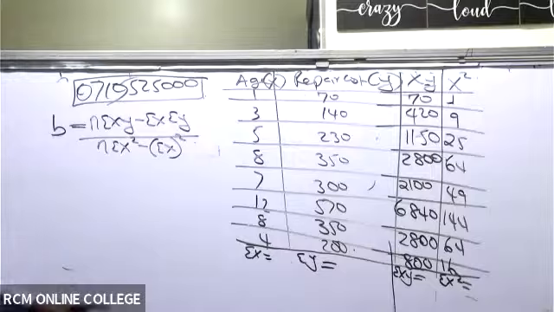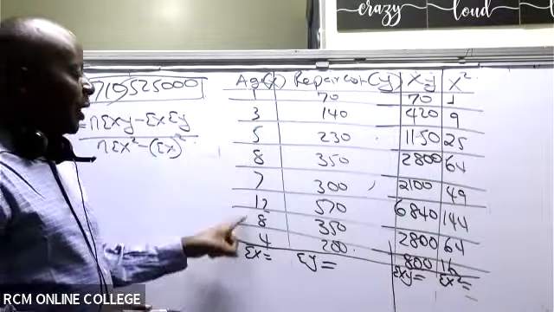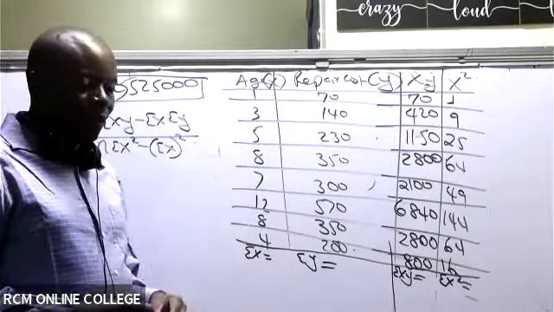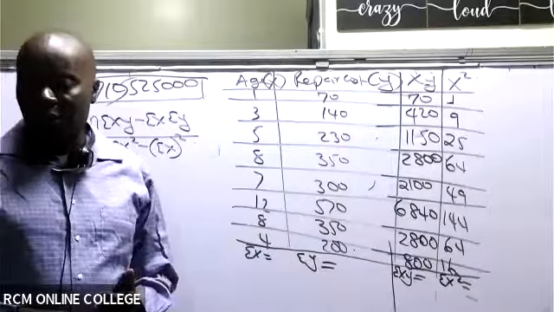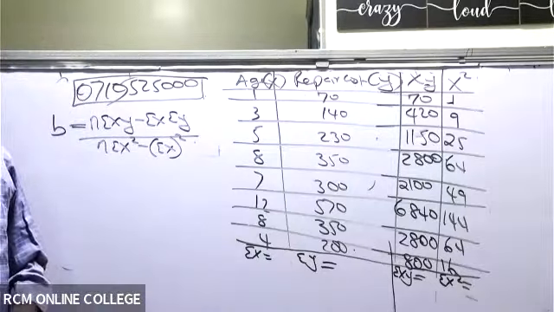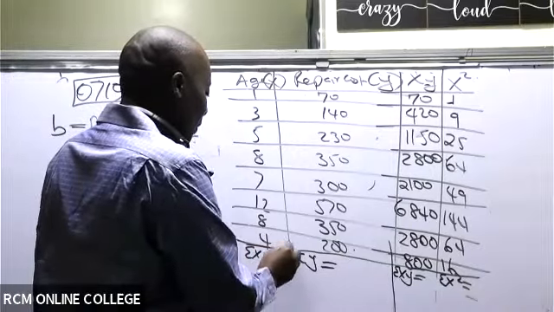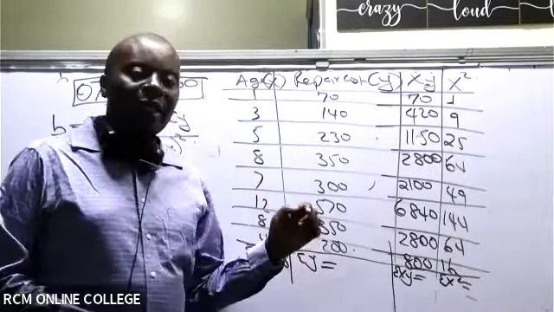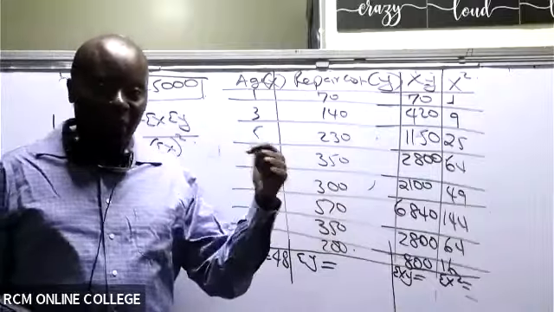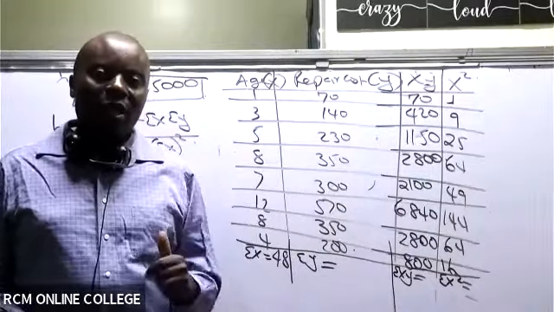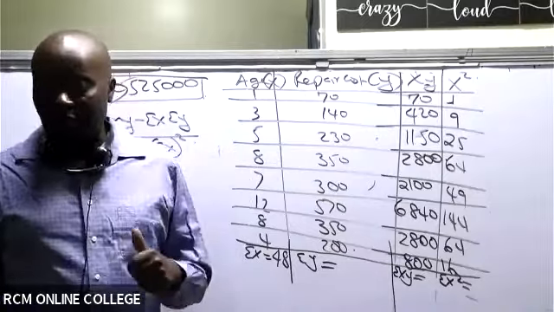Can somebody add here first? Tell me what are we getting for summation of x? From Kevin, thank you very much, Kevin. We are getting 48 for summation of x. Remember, there's a shortcut of getting these numbers using your calculators directly. I'll show you the shortcut as well.